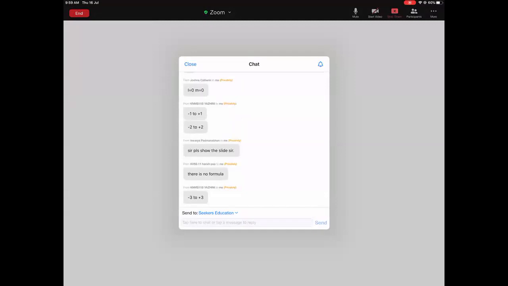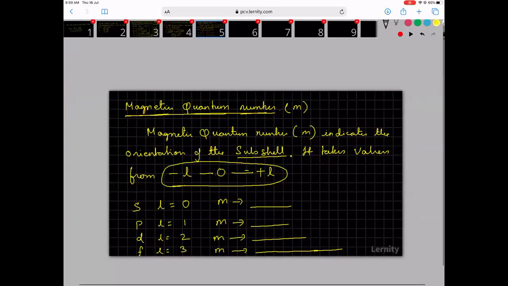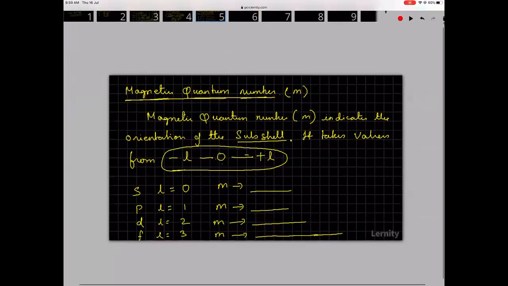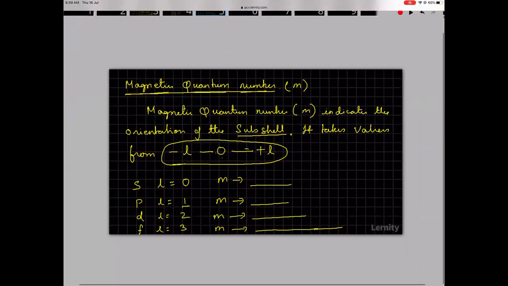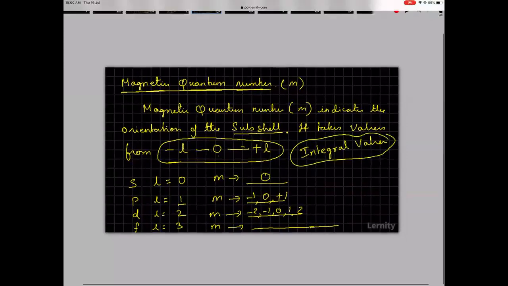Then I am telling you very clearly that look here, it is taking values from minus L to 0 to L. So minus L is 1, means minus L is how much? Minus 1, then 0, then plus 1. Then for M here it will be only 0. Here it will be minus 2, minus 1, 0, 1, 2. So it will be only integral values. Integral values it will take from minus L to plus L through 0.